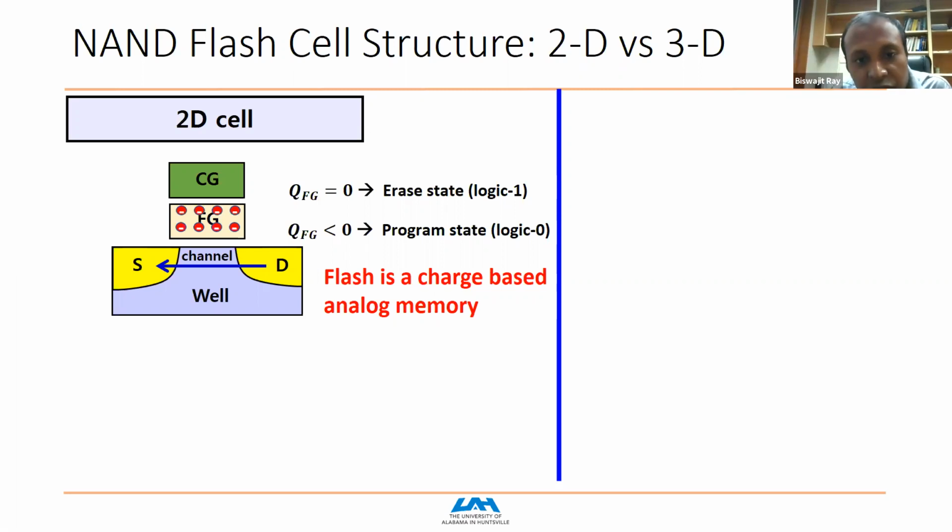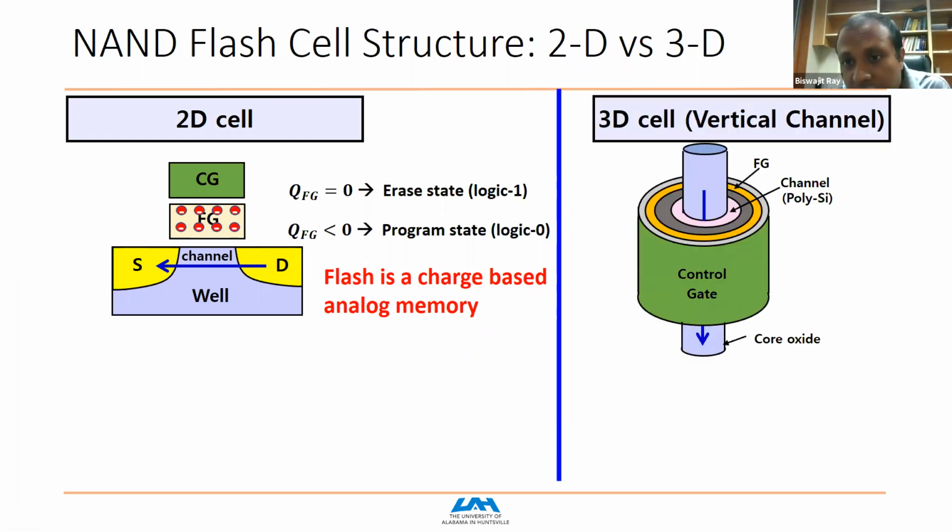The moment you write some movie or some file in that thumb drive or in that SSD, you are selectively programming certain cells, and that's how you are creating or storing information, 0 and 1. So the bottom line here is that flash is a charge-based analog memory, and we store information in the form of a charge on the floating gate.